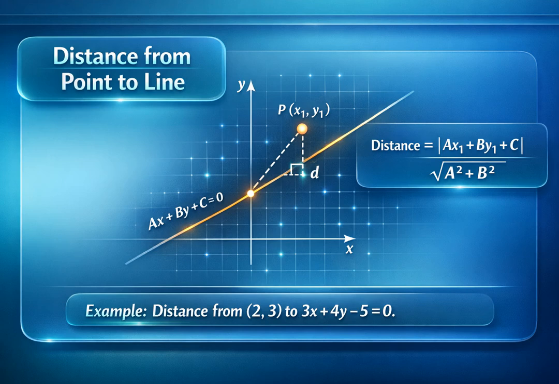The distance from a point (x1, y1) to a line ax plus by plus c equals 0 is given by the absolute value of ax1 plus by1 plus c divided by the square root of a squared plus b squared. This is the perpendicular distance. For example, the distance from (2, 3) to the line 3x plus 4y minus 5 equals 0 is mod of 6 plus 12 minus 5 over 5, which equals 13 over 5 or 2.6 units.